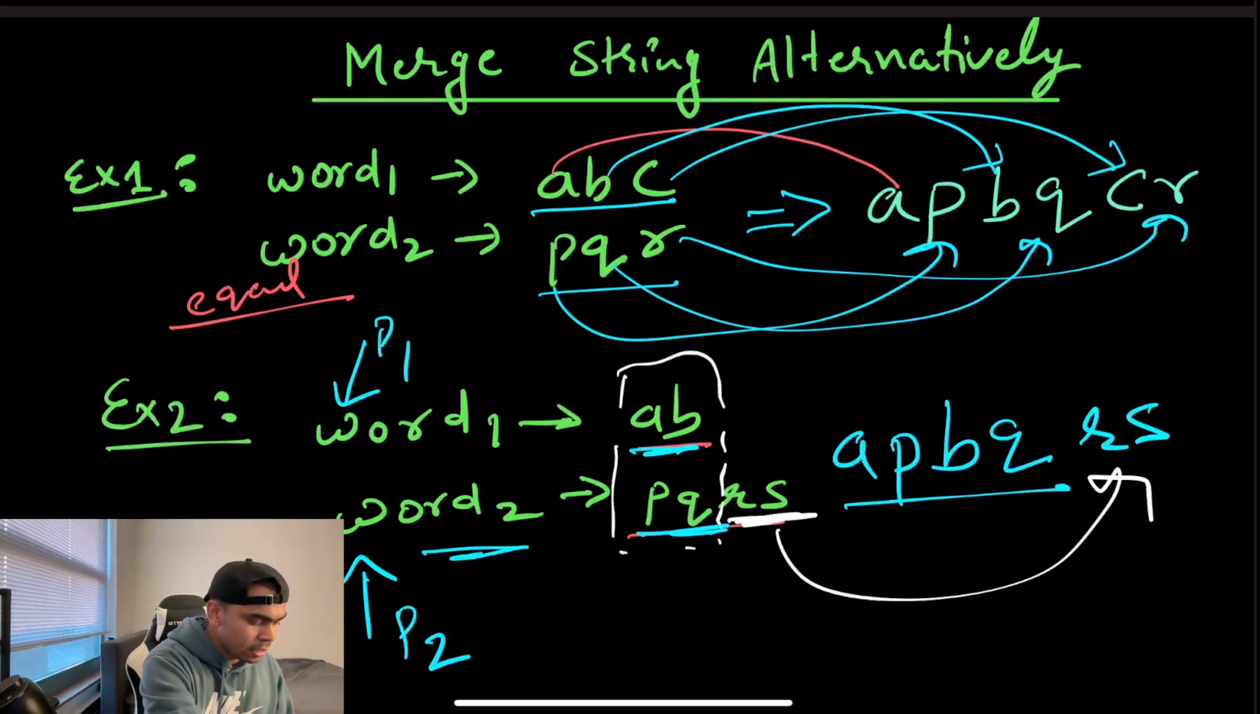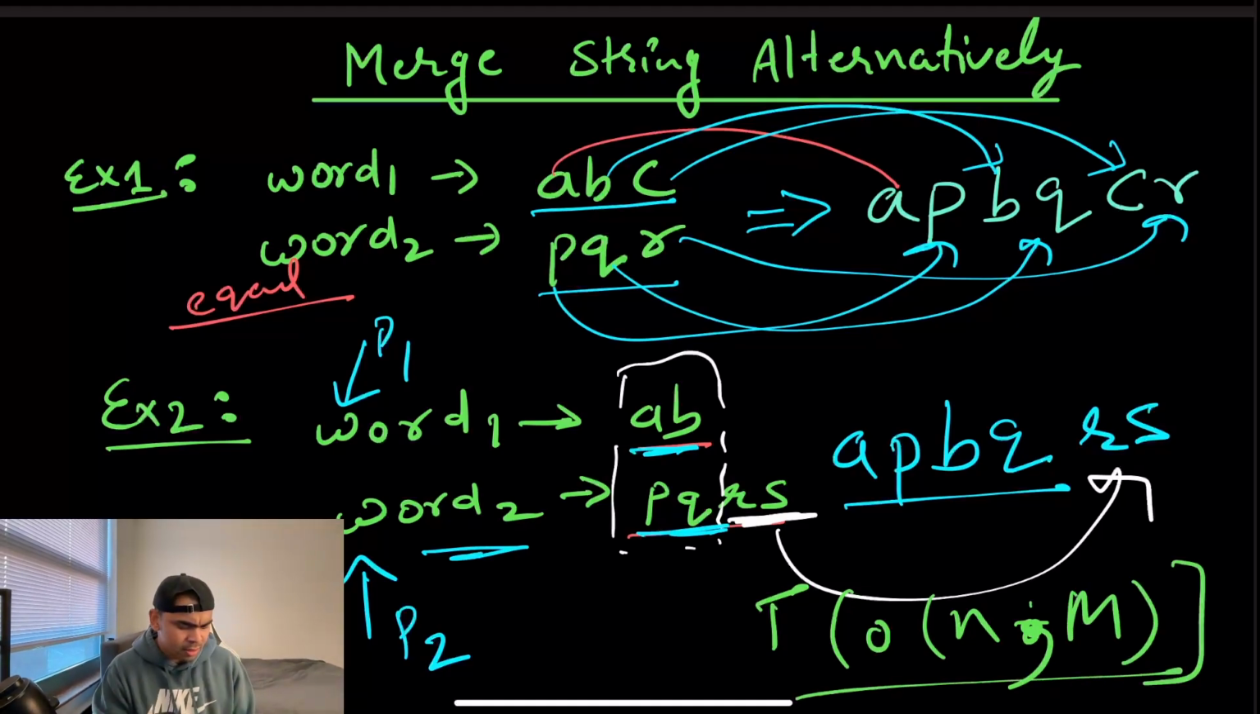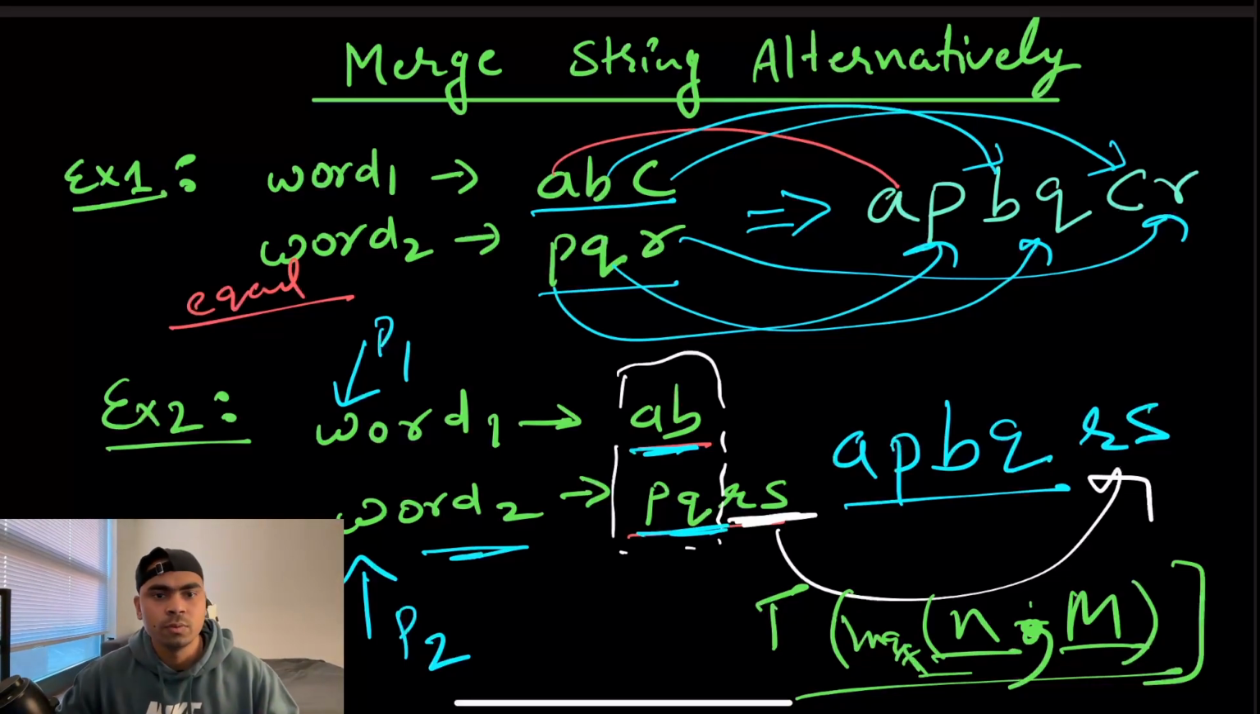So the time complexity here would be big O of n or m, whichever is the bigger length of word 1 and word 2. I think that's it. So I can say max of n or m, the lengths of these two words. Maximum of word 1 or word 2 length.